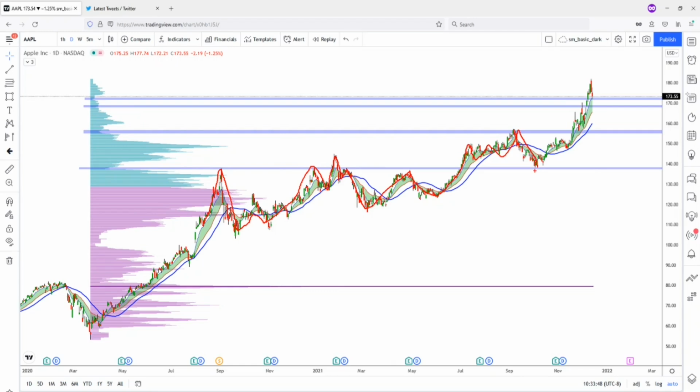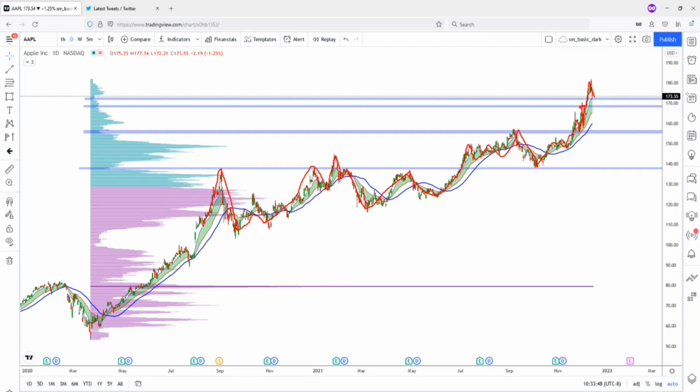And now when it came back here, it acted like a support and got rejected back up. Right. So next time it came up here, you see that there is a little bit of a rejection here, but the next day it just went right through. And then when it came down, it got rejected back up. And here you can see that there's a little rejection here. And then it went right through.